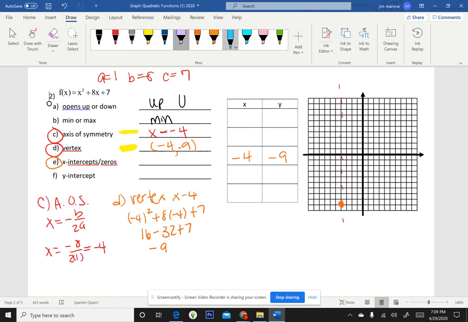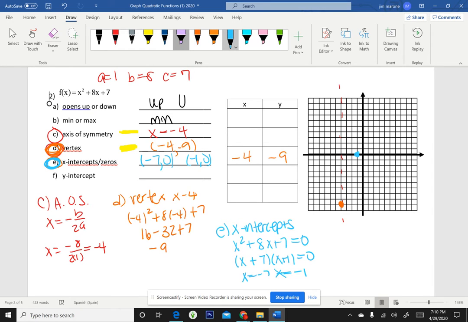On my list, E is my next one, and I'm going to find the x-intercepts. So my x-intercepts is when I take this equation and set it equal to 0 and solve the equation. So I get x is equal to negative 7 and x is equal to negative 1. And again, these are 2 points. X is negative 7, but y is 0. X is negative 1, but y is 0.